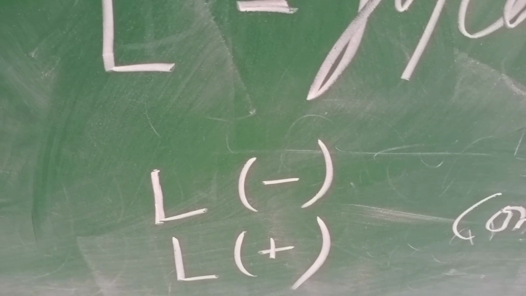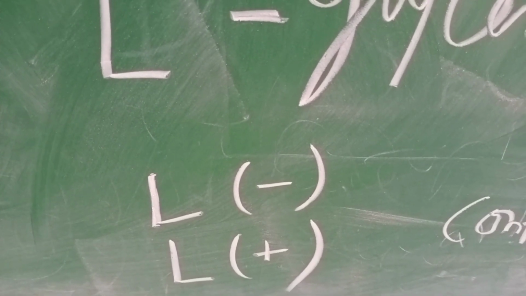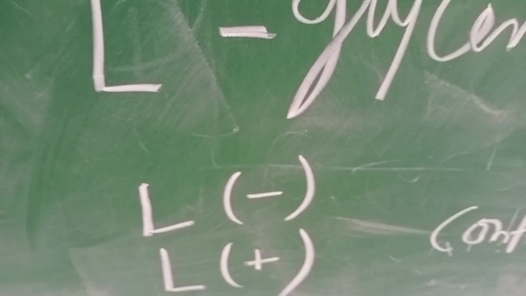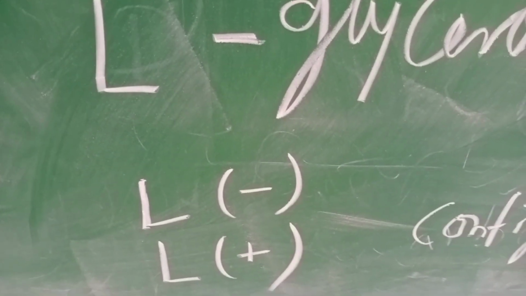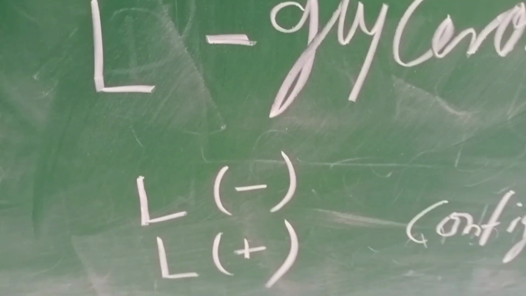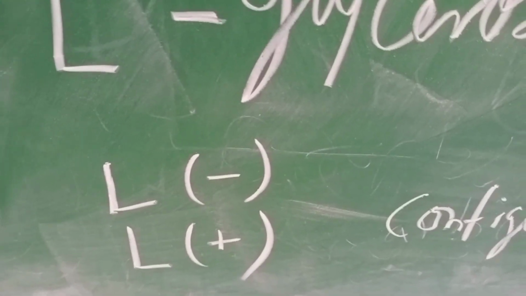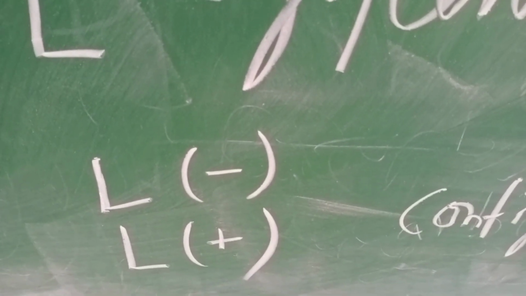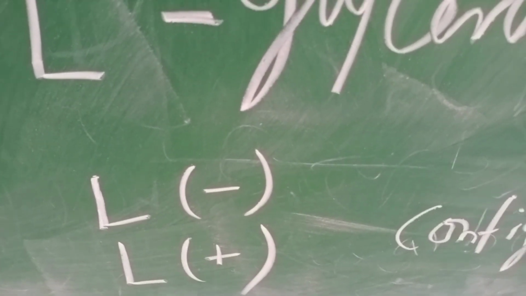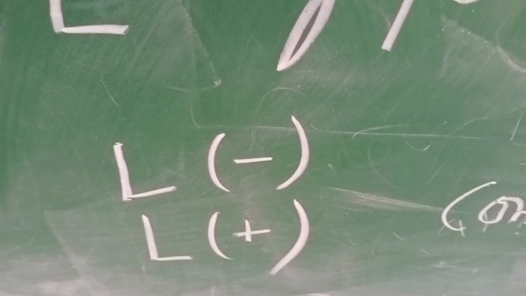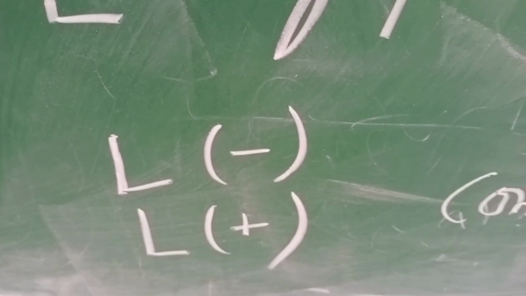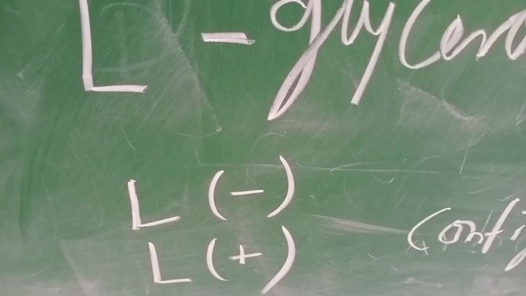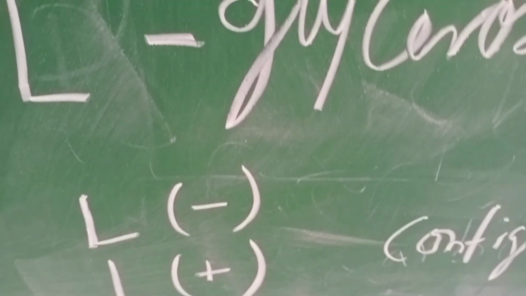So if the glycerose molecule is represented by capital L and a negative sign, this indicates the L-glycerose molecule is levorotatory. Or if the capital L and a plus sign are there, the capital L indicates the configuration and the positive sign indicates its optical activity, that is, it is dextrorotatory. So this is ultimately the meaning of the alphabet and the symbol a particular molecule contains.